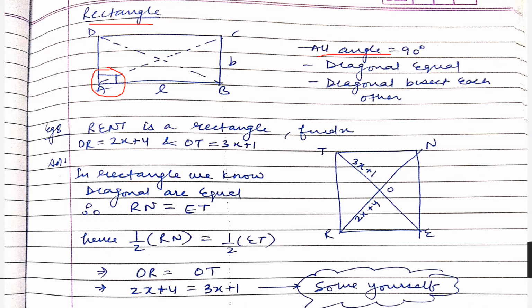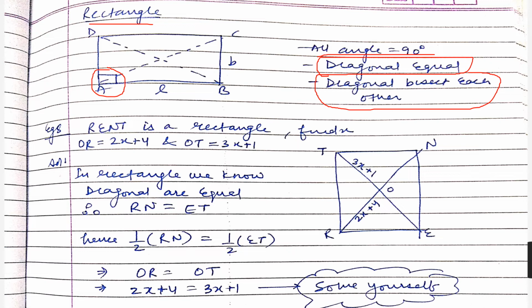Now, let's see other properties. All angles 90 degrees. Diagonals are equal. In a rhombus, diagonals were bisecting perpendicularly, but they were not equal, if you have noticed. Third is diagonals bisect each other. Only bisect, as in the case of a parallelogram, but not at perpendiculars. Okay, so just mind this thing.